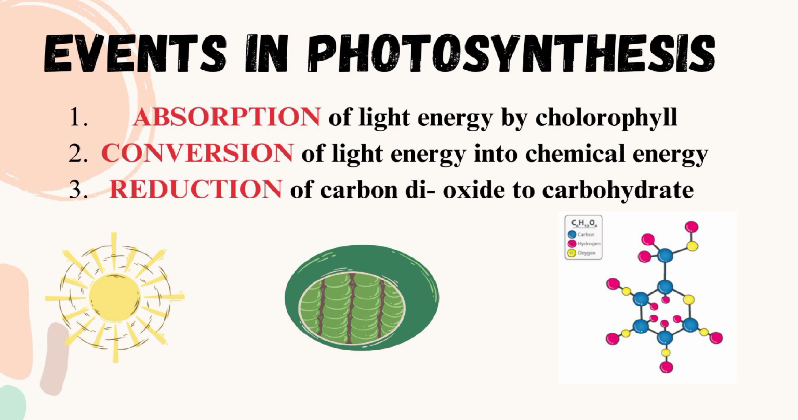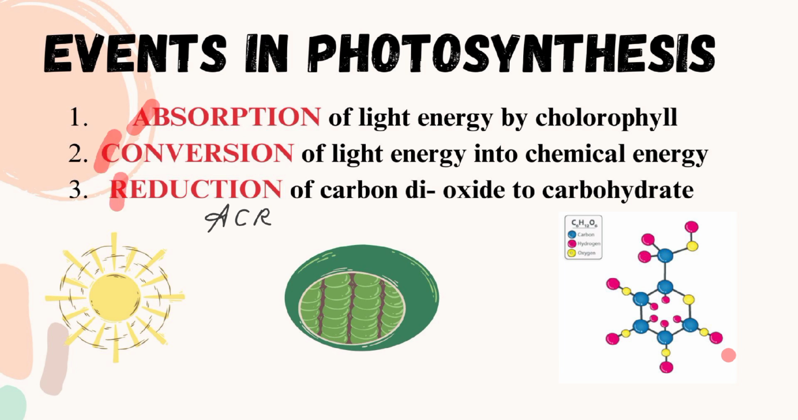Now, what happens in photosynthesis? We know the raw materials carbon dioxide and water are taken in by the plants, which is reduced to give carbohydrate. So there are three main events leading to photosynthesis. They can be remembered in the manner ACR, in the order. You can remember it easily because it just follows the alphabetical order. A stands for absorption, C stands for conversion, and R stands for reduction.